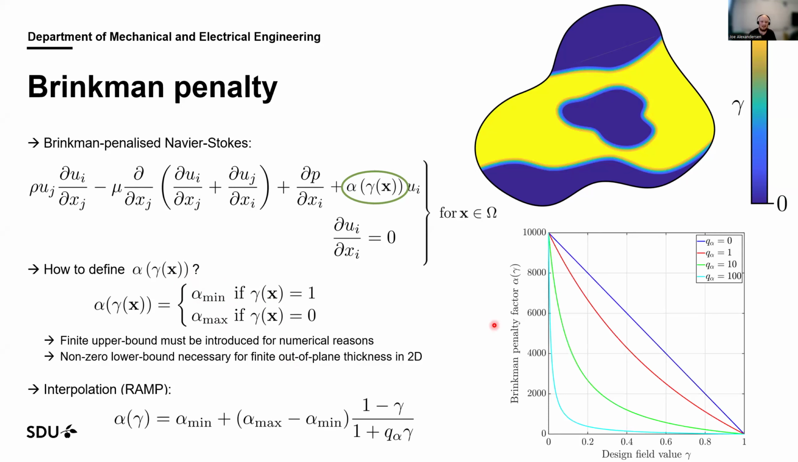And then we have to interpolate, because as mentioned, they are not just ones and zeros. They can be anything between 0 and 1. And there you can use many functions. I use a ramp function where this q alpha parameter defines the shape of this interpolation curve. That's a whole thing in itself, and I'll skip that a little bit, but you can read more in the paper.